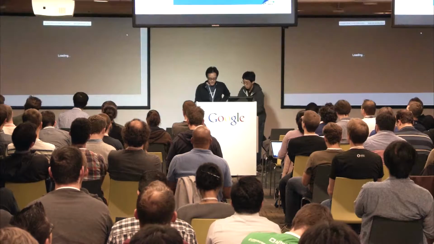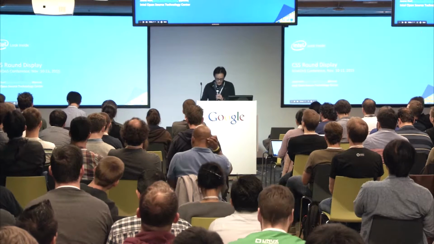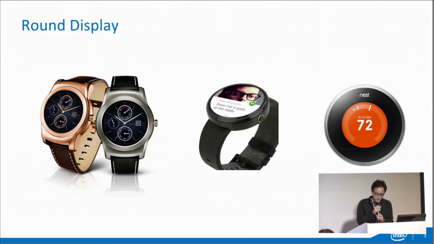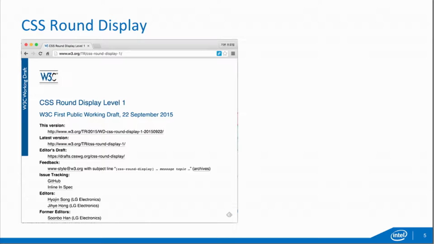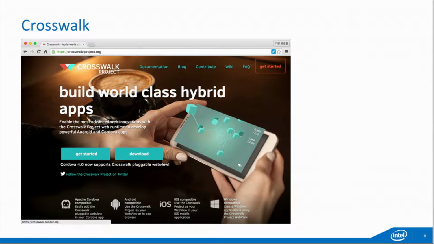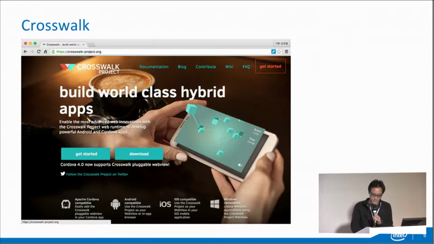Hi, my name is Joone. I work at Intel Open Source Technology Center. I'm going to talk about the CSS Round Display specification and its implementation status. We have used the rectangular device for a long time since TV was invented. But there are many Android watches which have a round display like this. There are even shape-free form displays on the market. That's why LG and Intel are working together on CSS round display. The specification is actively under discussion at W3C. We have been implementing some features in Crosswalk, which is a runtime engine based on Blink.